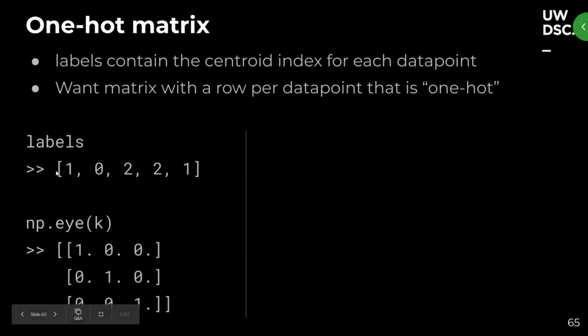So we have labels here, which tells us which centroid each data point belongs to. For example, this first data point belongs to centroid 1, the second data point belongs to centroid 0, et cetera. The tool we're going to use to help us construct this matrix is the identity matrix. Here we have a 3x3 identity matrix, the same size as the number of centroids. I'm sure you are familiar with an identity matrix. The first row has a 1 in the first position, the second row has a 1 in the second position, et cetera.